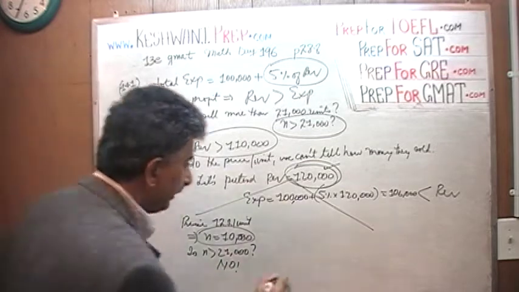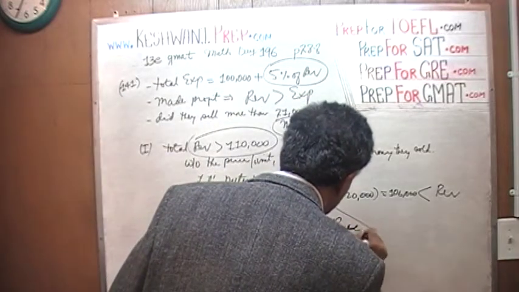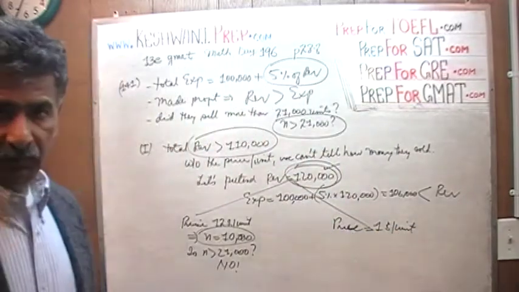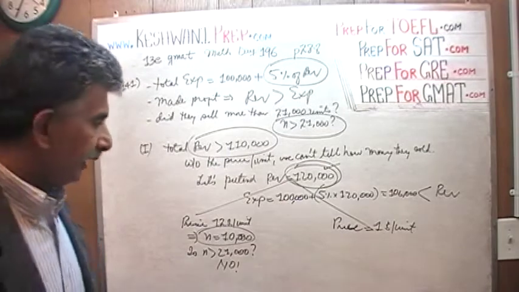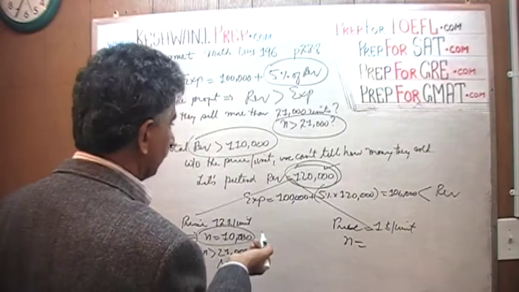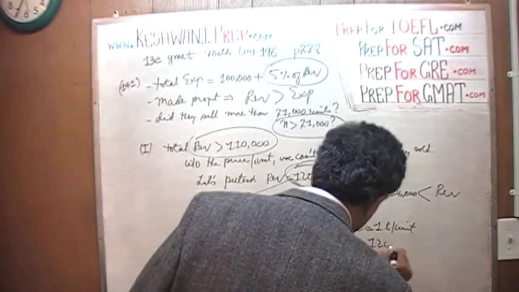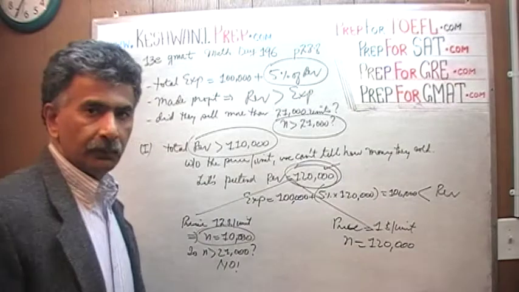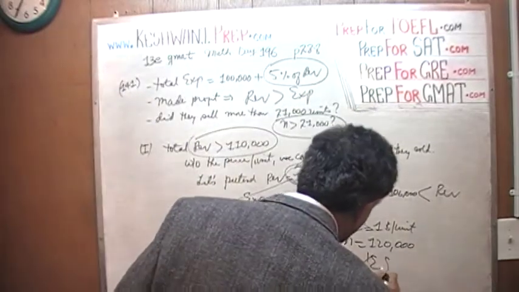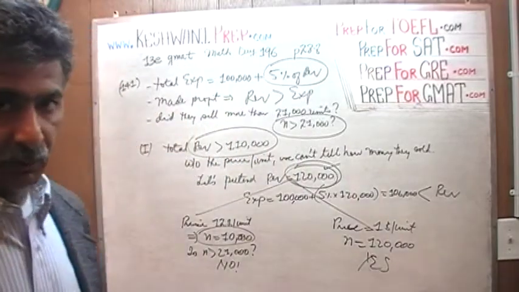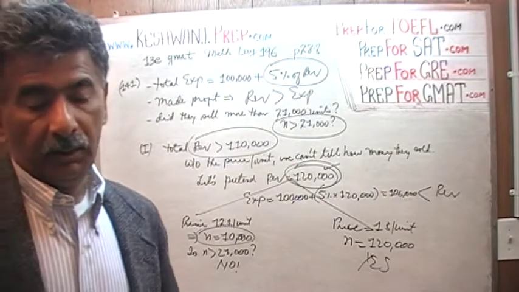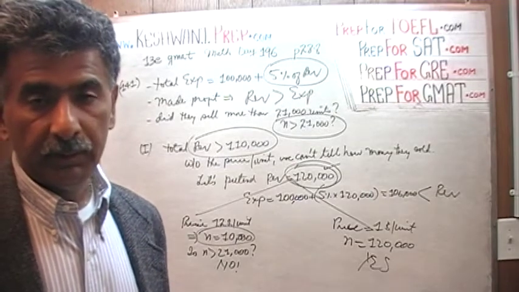Or maybe they charge a price of $1 per unit. Who the hell knows? Without the price we can't do anything. In which case n would be 120,000 units. In that case, is n more than 21,000? Answer of course is yes. It's way more than 21,000. It's not 21,000, it's 120,000 because we are charging $1 per unit, and our revenue is 120,000. So we must have sold 120,000 units.